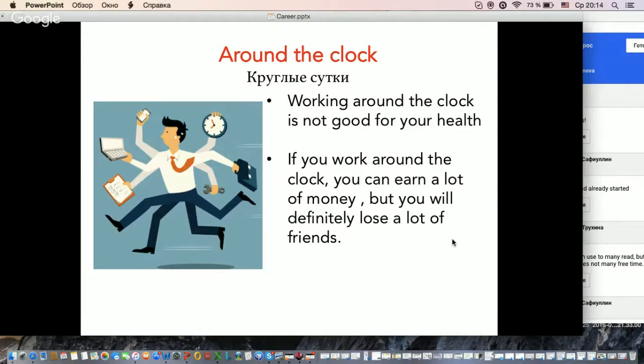Around the clock. Круглые сутки. Working around the clock is not good for your health. То есть работать круглые сутки не очень хорошая идея для твоего здоровья. If you work around the clock, you can earn a lot of money, but you will definitely lose a lot of friends. То есть если ты будешь работать круглые сутки, то да, у тебя будет шанс заработать много денег, но однозначно ты потеряешь довольно много друзей.